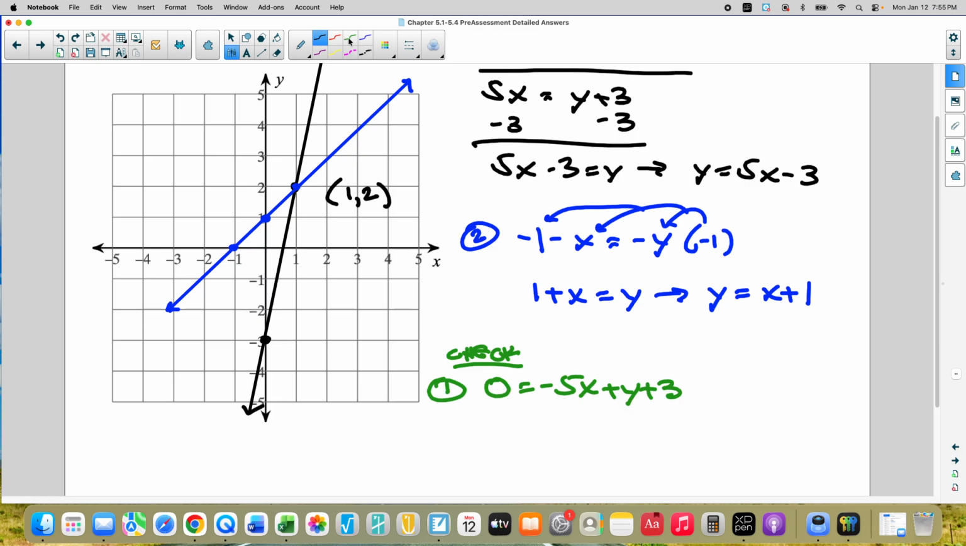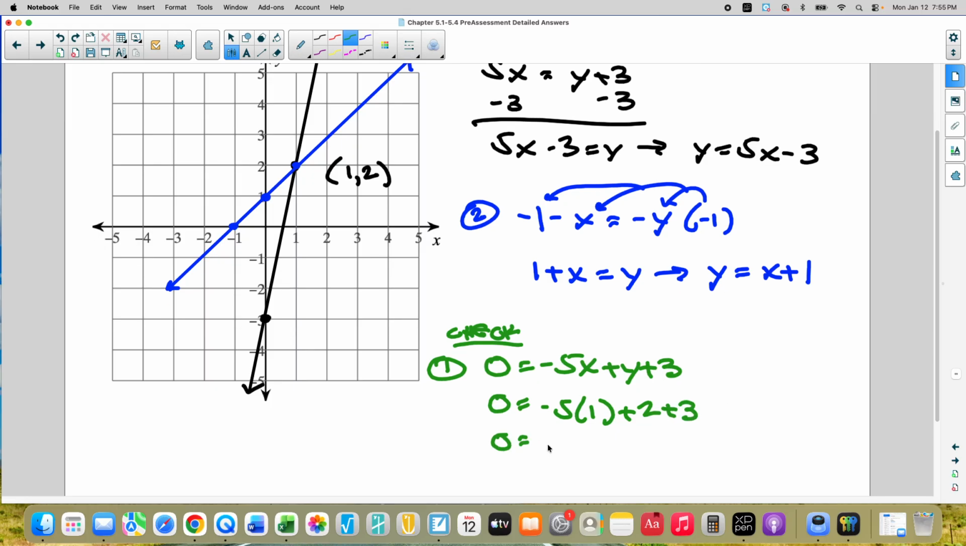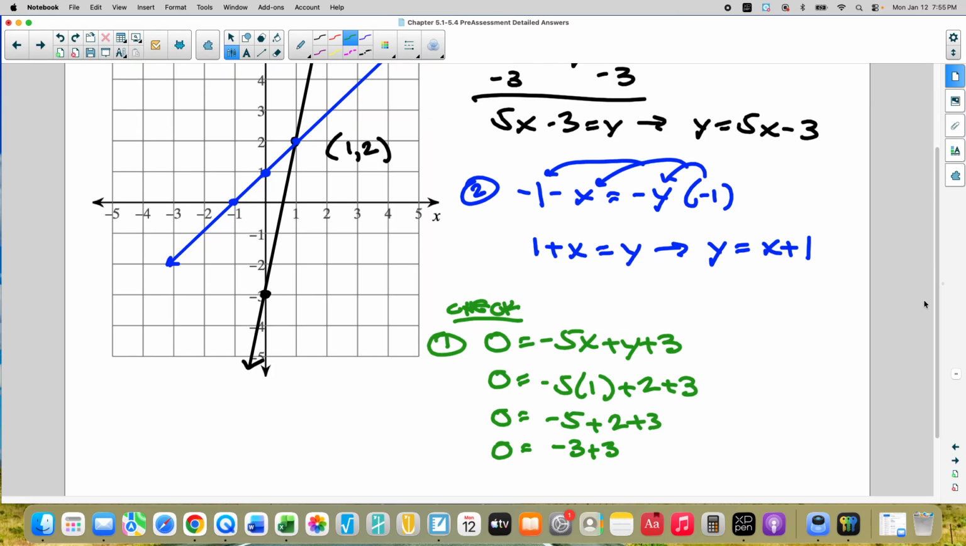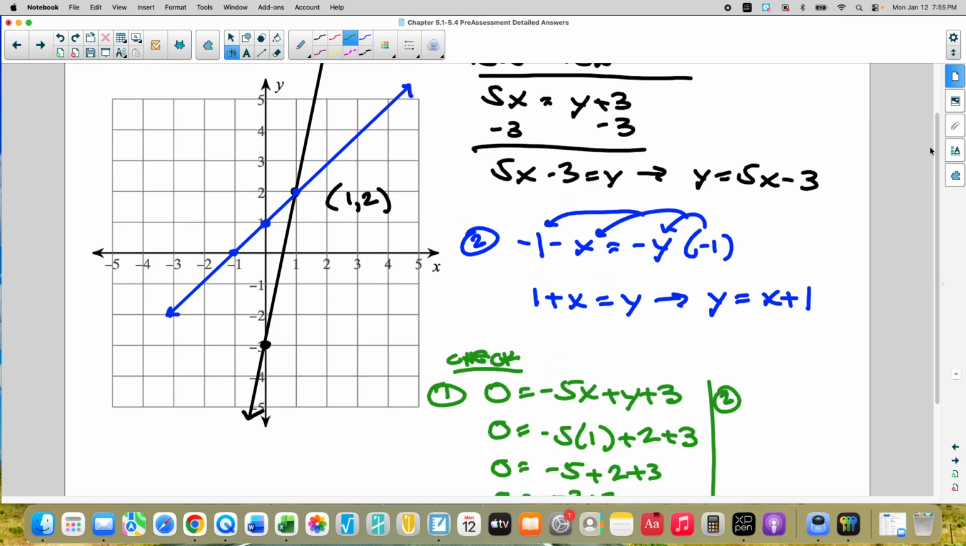So now I'm going to check 1, 2, and now we get -5 plus 2 plus 3. -5 plus 2 is -3 plus 3. And yes, 0 equals 0. It checks with equation 1. Let's check equation 2. Equation 2 is 1 minus x equals -y. We're going to plug in 1 for x, and we're going to plug in 2 for y.